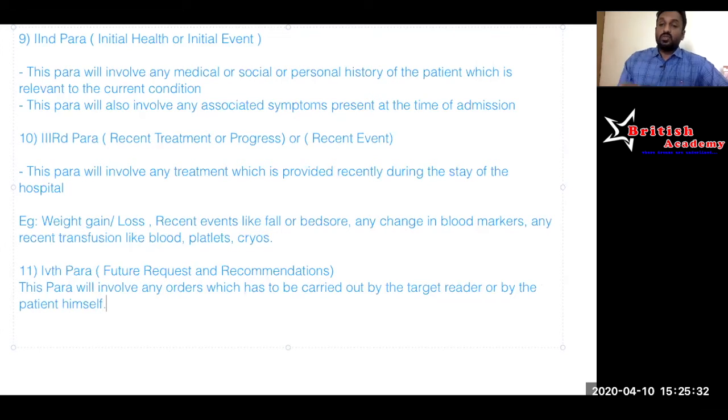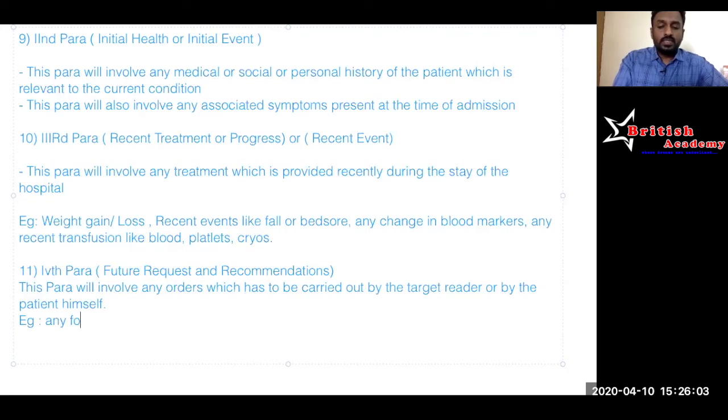For example, the patient is going back home, you're giving a discharge over to a private nurse or maybe to a GP or maybe to a healthcare worker who will be taking care of the patient. Anything which that healthcare worker has to do for the patient, or the patient has to do for himself in future once he is out of your care. All those future requests and recommendations, or the purpose elaboration, what we need from the target reader, you will go to the fourth paragraph. So this para will involve any orders which have to be carried out by the target reader or by the patient himself.